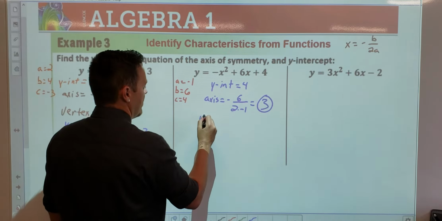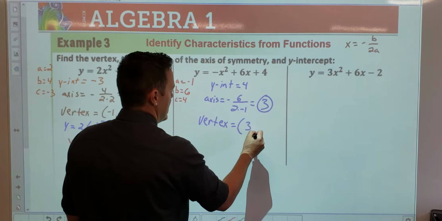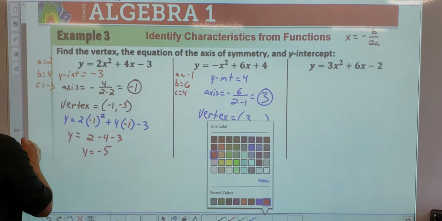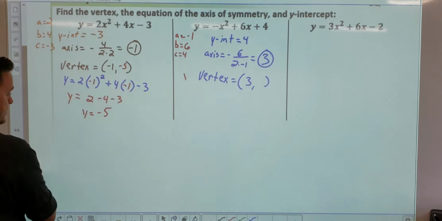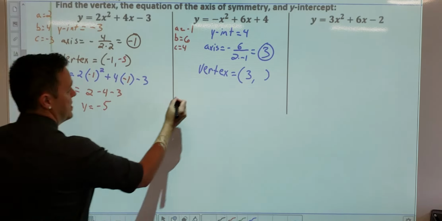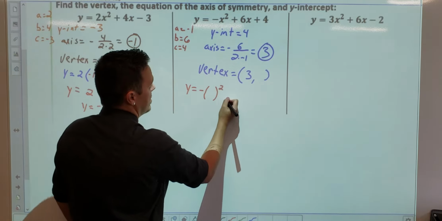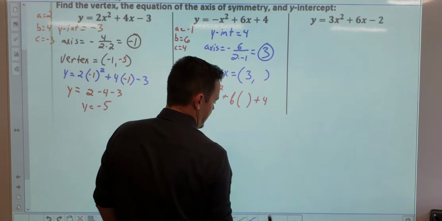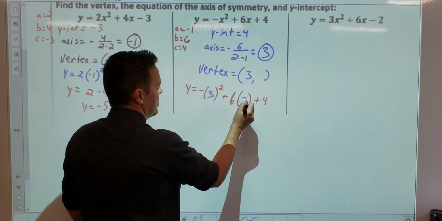Now for the vertex, the last piece we're looking for. We know the point is 3, comma, something. We just don't know the back end, so we have to find the y value. Hold on, let me get this board set up here. It's going to be y equals negative, some value squared, plus 6 with a value here, plus 4. And what goes in there is the value of 3. So we plug a 3 in here and a 3 in there.